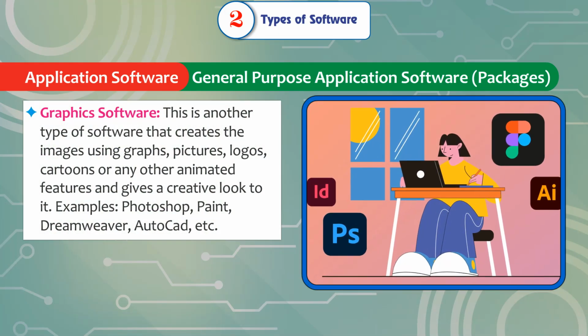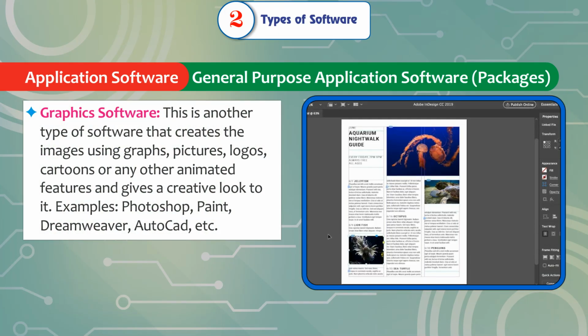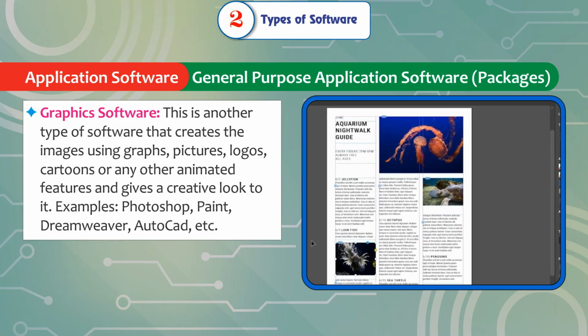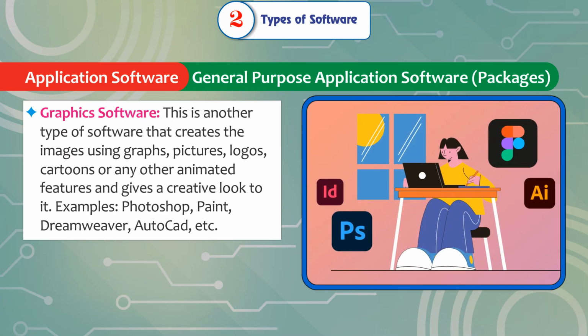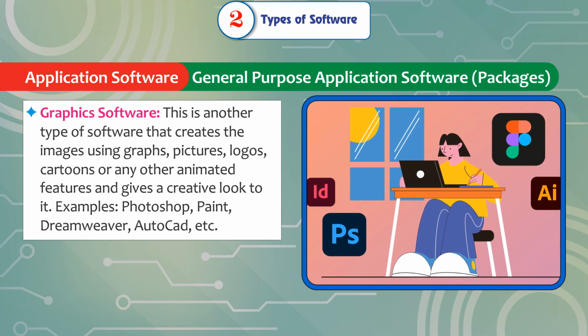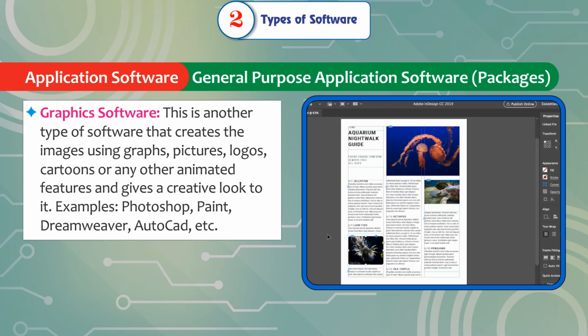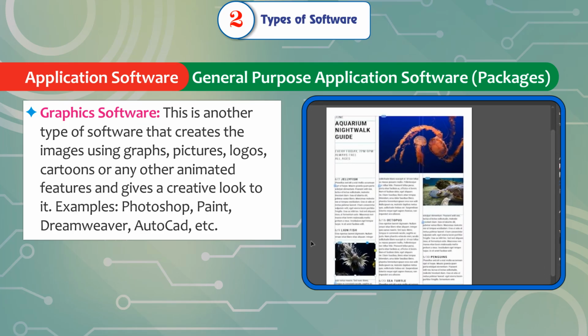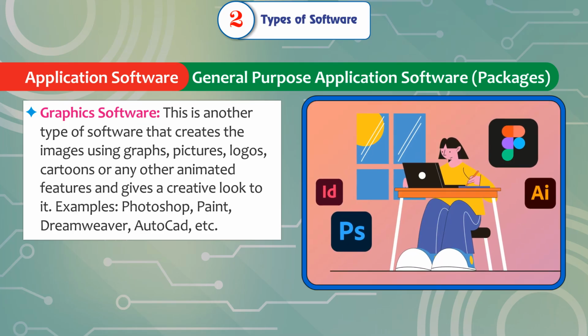Graphics software. This is another type of software that creates the images using graphs, pictures, logos, cartoons, or any other animated features and gives a creative look to it. Examples: Photoshop, Paint, Dreamweaver, AutoCAD, etc.